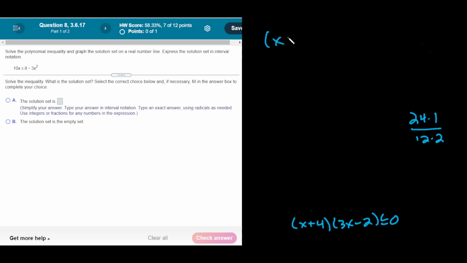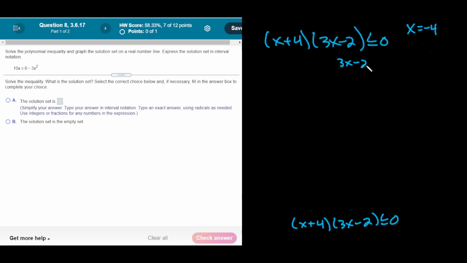Okay, so this is x plus 4, this is 3x minus 2, less than or equal to 0. Let's go ahead and start testing values and put in our key players. What is our key player? We have x equals -4 as a key player. What about here? Just set it equal to 0 and solve for x. 3x is equal to 2, so x is equal to 2 over 3. That's another key player.